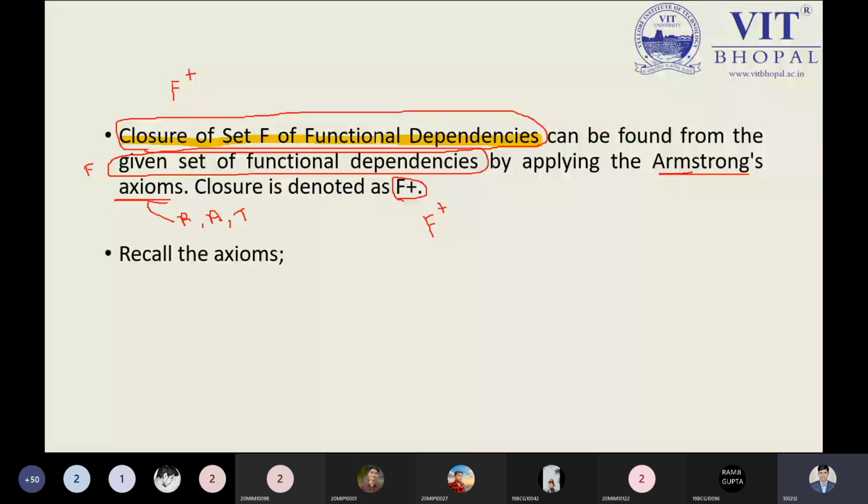This is known as the closure of the set of functional dependencies, and it can be found from our given set of functional dependencies. The given set of functional dependencies is known as F. So when we need to solve any problem, if the set of functional dependencies is given, then we are able to find the closure of the functional dependencies, denoted of course by F plus, as we know.